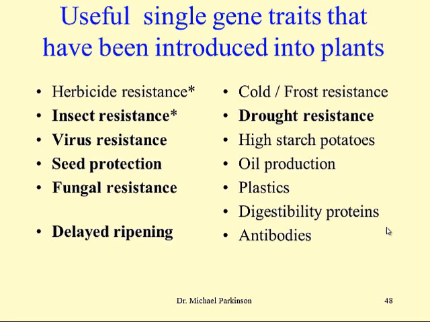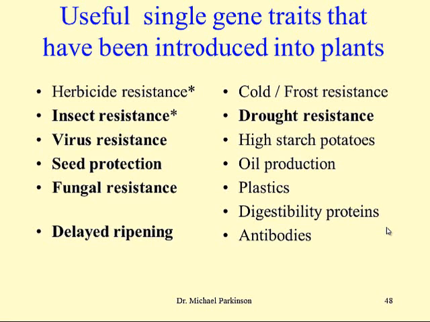So, useful single gene traits have been introduced into plants. Herbicide resistance is a big one. Normally glyphosate resistance, which is probably about 90% of all herbicide resistance genes that have been put in. Insect resistance, again, single gene trait, crystal toxin from Bacillus thuringiensis is the major one. But there are others for both herbicide resistance and insect resistance. Virus resistance, I mentioned you can put in coat protein genes.